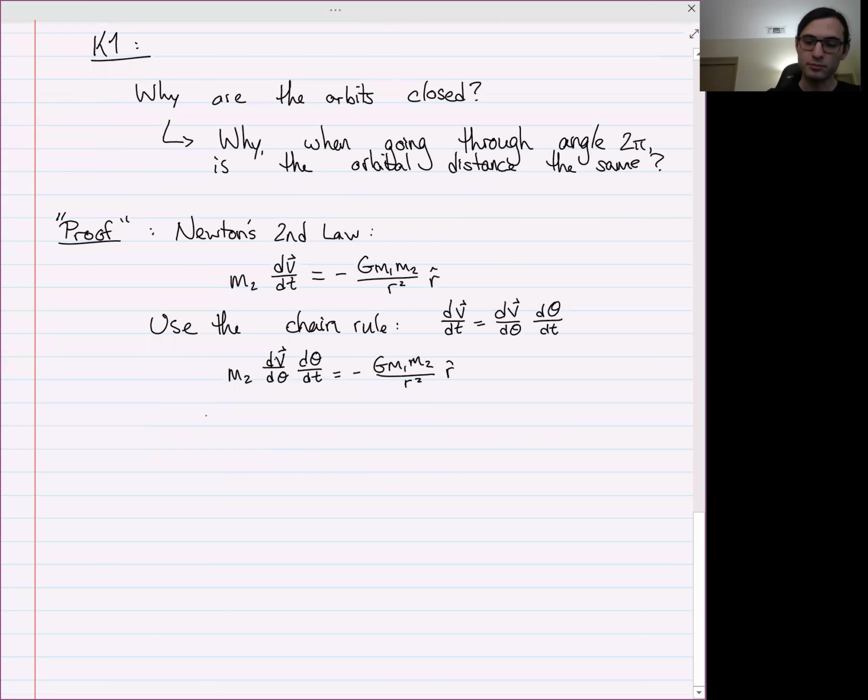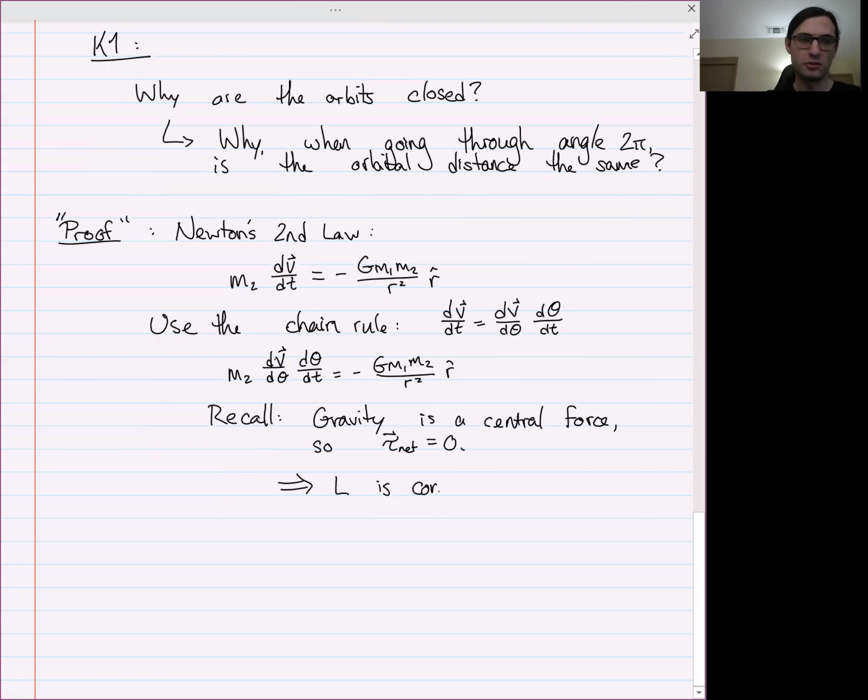So let me just write that out. Gravity is a central force. So in this case, the net torque on the body is 0. And what that implies is that the angular momentum, L, is conserved. And so we call L a constant of motion. L is just a number that describes the orbit. It doesn't change regardless of where on the orbit the object actually is.